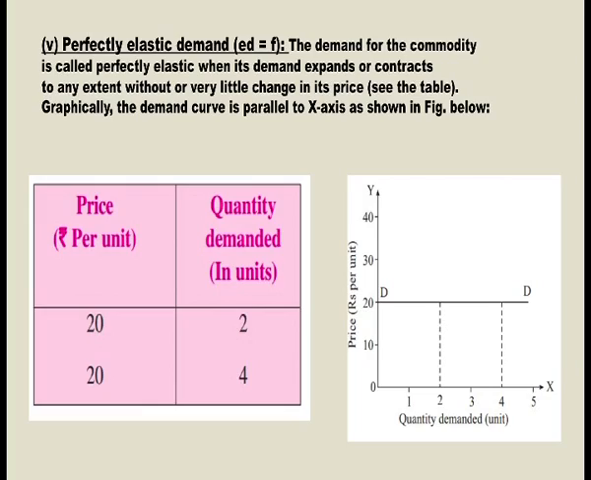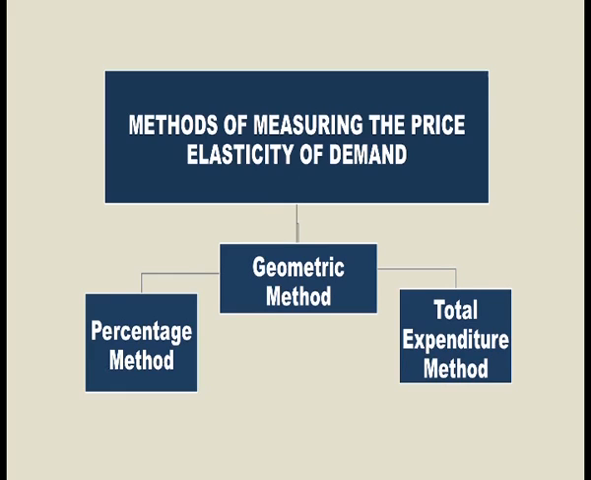Now, we come to the next part of the chapter, how to measure this elasticity of demand. There are three different methods of measuring the elasticity of demand. They are percentage method, geometric method, and total expenditure method. These are the three important methods of measuring the elasticity of demand. Percentage method, geometric method, and total expenditure method. Now, one by one, we will learn what these methods are.